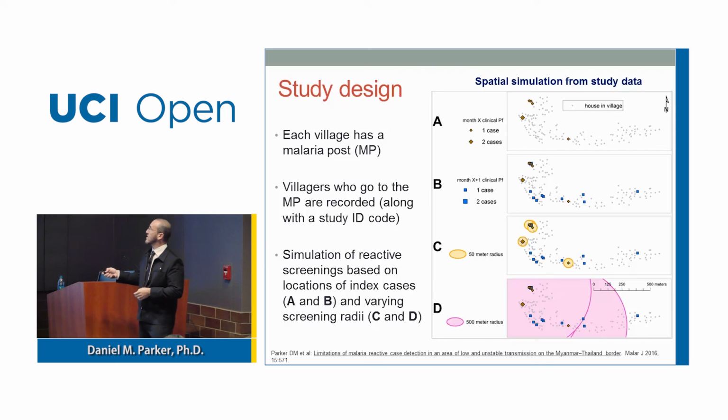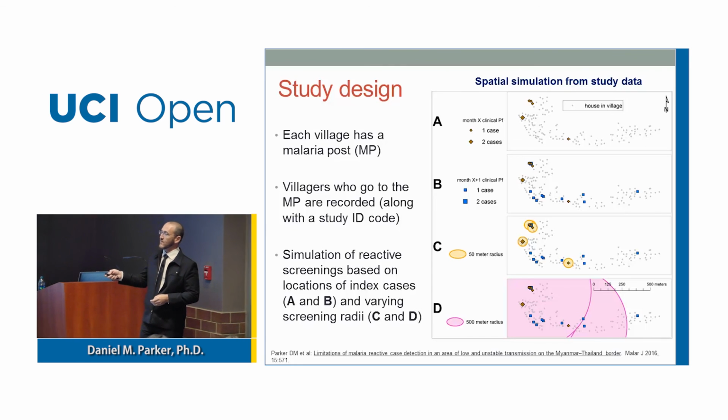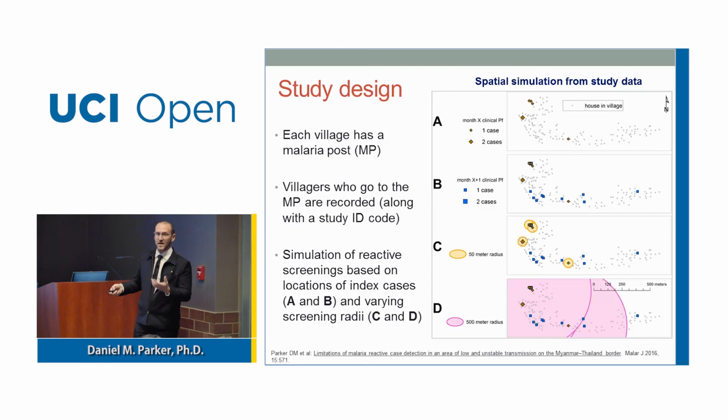The way I did this was using a spatial simulation. Each of those villages has a malaria post, and when a person comes to the malaria post, regardless of symptoms or diagnosis, their ID code from that demographic surveillance system is written down, and you can map that person back to their house.